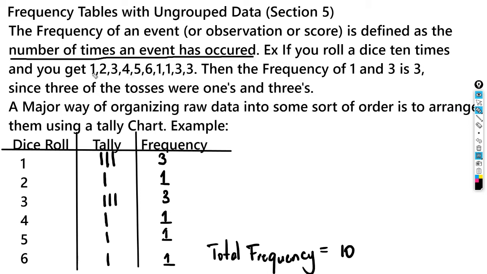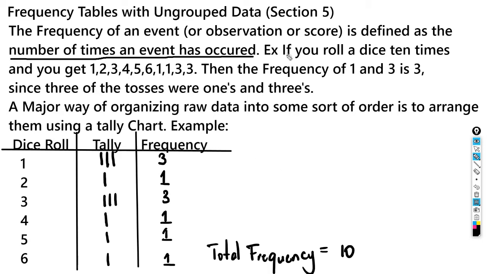Example, if you roll a dice 10 times and you get 1, 2, 3, 4, 5, 6, 1, 1, 3, 3, then the frequency of 1 and 3 is 3, since 3 of the tosses were 1s and 3s. A major way of organizing raw data into some sort of order is to arrange them using a tally chart. For example, in this case, 1 was rolled 3 times, so I have 3 over here. In this case, 2 was rolled once, so we have 1. The same with 3 here, 3 times, so we have 3. 4 is 1, 5 is 1, and 6 is 1, respectively.